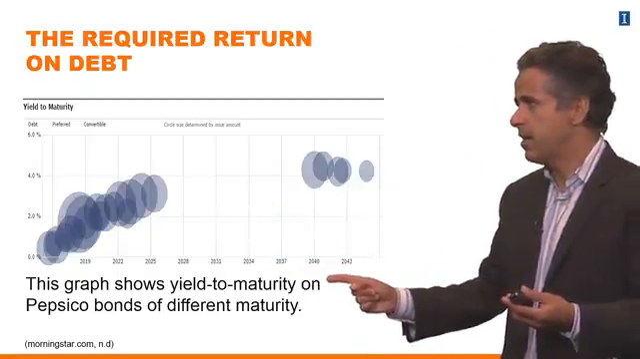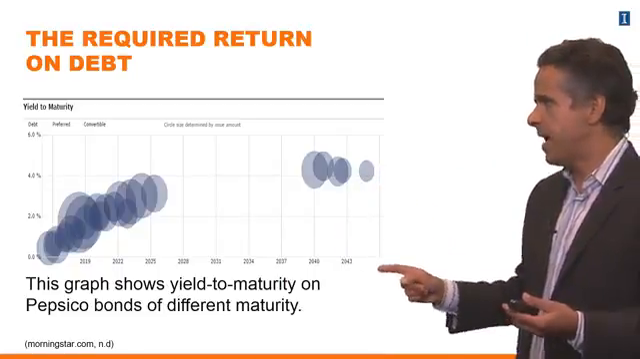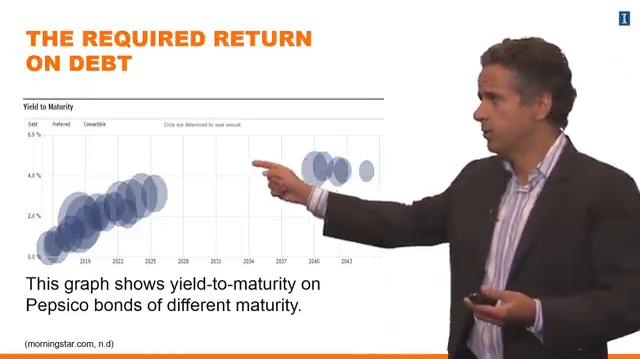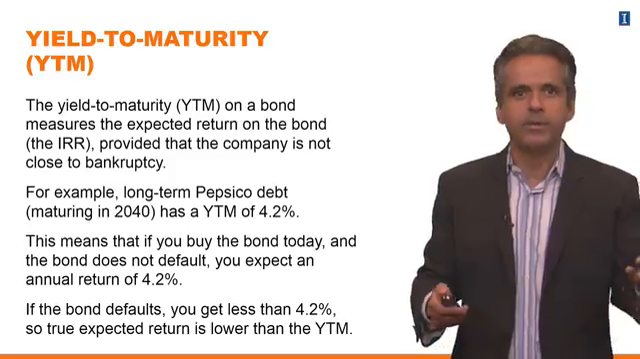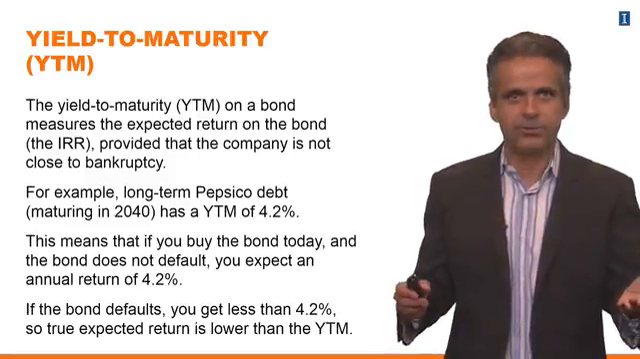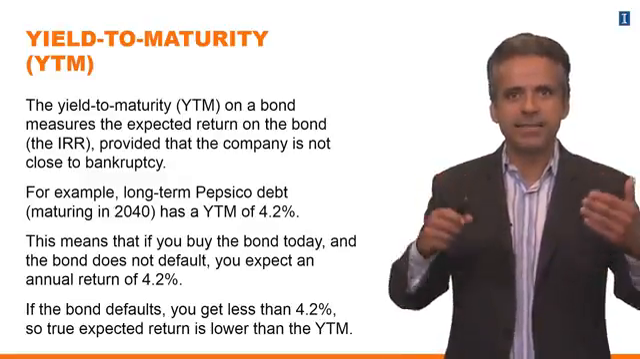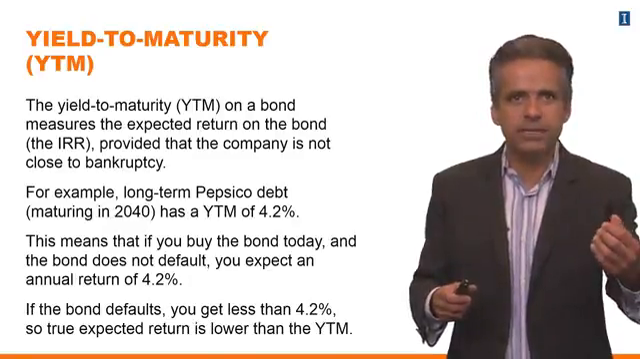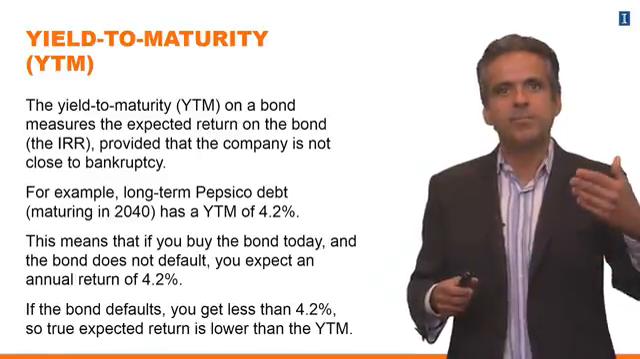So you can see here the x-axis tells you the years, right? So here at the end, we see that PepsiCo has issued long-term bonds that mature only in 2040. Those bonds have a yield of approximately 4%. Before we use this data, we have to understand a little bit more about what the yield to maturity actually measures. And it turns out that the yield to maturity is just the expected return on the bond.